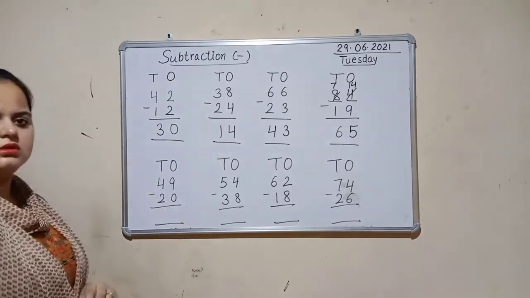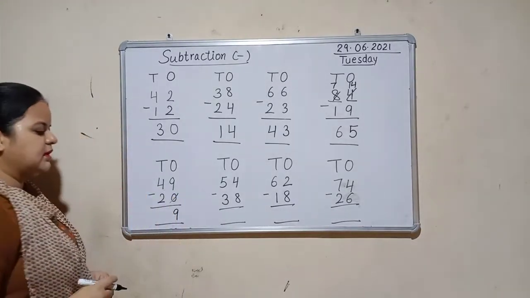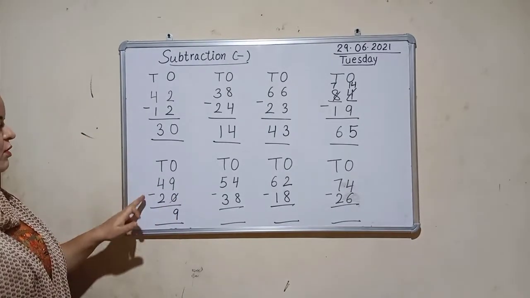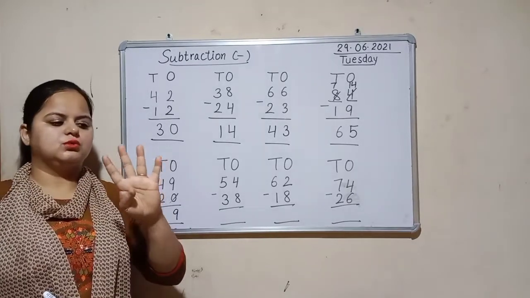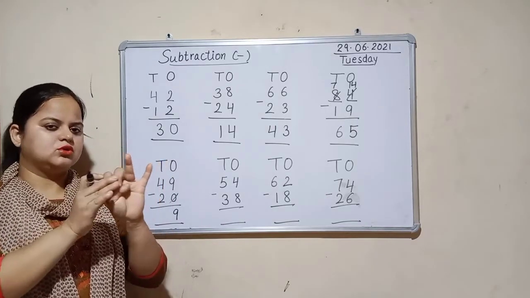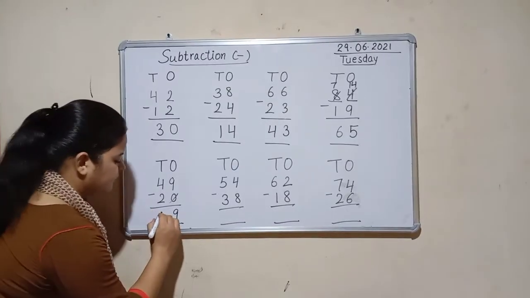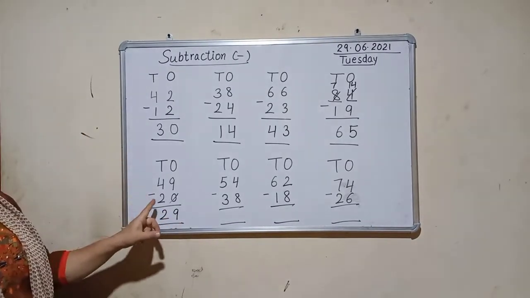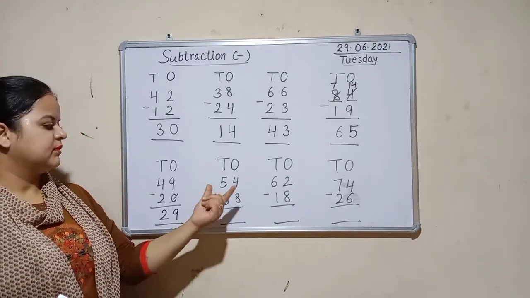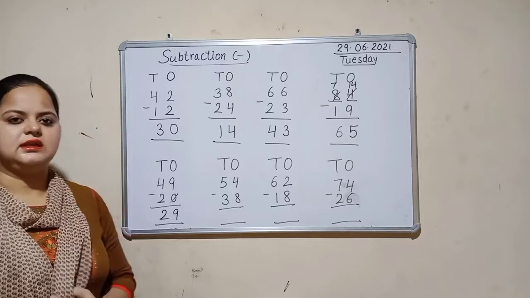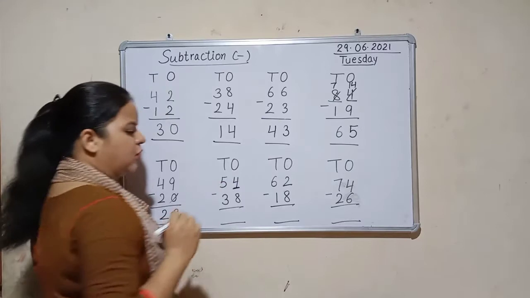49 minus 20. Here is 0. 0 is nothing. So we will write number 9 here. 4 minus 2. 4. And we will close 2 fingers. We have left only 2. 49 minus 20 is 29.